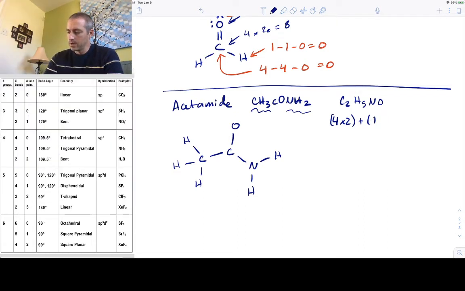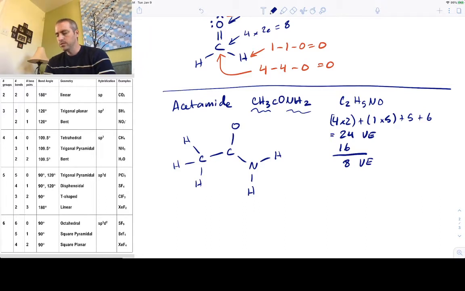1 times 5 hydrogens, plus nitrogen has 5 electrons, plus 6 for the oxygen, equals a total of 8 plus 18, 24. If you look at our structure, we have already drawn 1, 2, 3, 4, 5, 6, 7, 8 single bonds. 8 single bonds is equal to 16 electrons. We subtract that from above, and we get a total of 8 valence electrons.